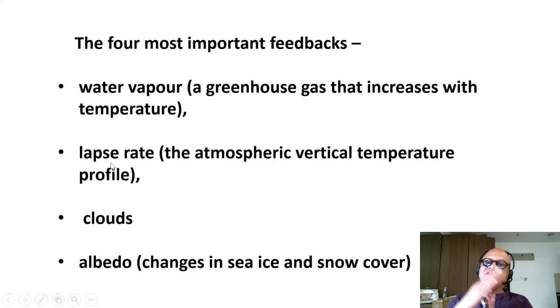Lapse rate, which is the slope of the temperature gradient within the troposphere or the lower atmosphere, determines the stability of the system and how quickly it can rain and so on. Clouds can be positive or negative feedback depending on whether they are allowing solar or reflecting solar, how much outgoing long wave they are capturing, and so on. And of course albedo changes, reflectivity changes because of sea ice and snow cover and glacier building on land.